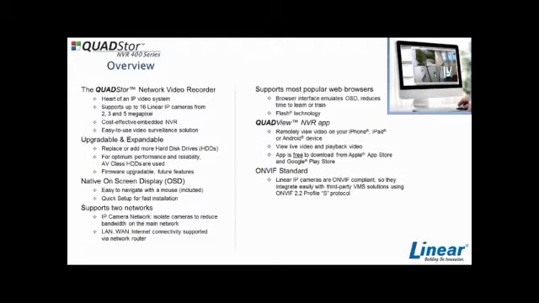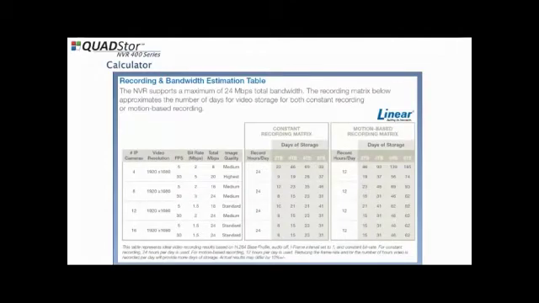The QUADStore NVR supports 2 networks. Create a network branch just for the IP cameras, which keeps video recording traffic off the corporate LAN. The recording and bandwidth estimation table helps approximate the number of days for video storage using both constant or motion-based recording, depending on the preferred settings for the bitrate, video resolution, frames per second, and more. Check the Linear website for an interactive version of the calculator that can be downloaded and used in Microsoft Excel.